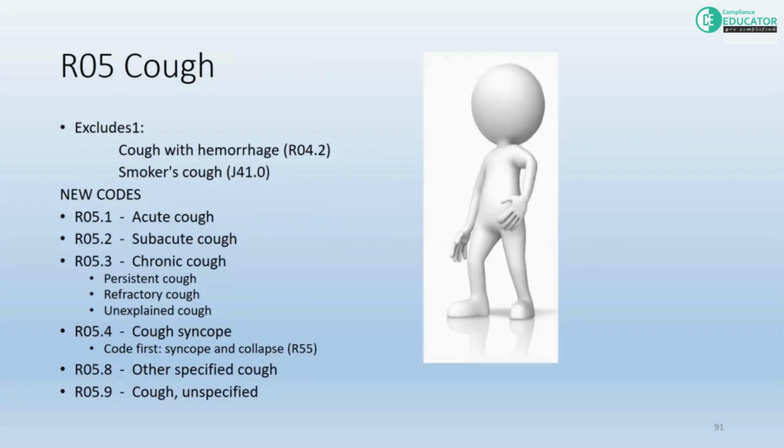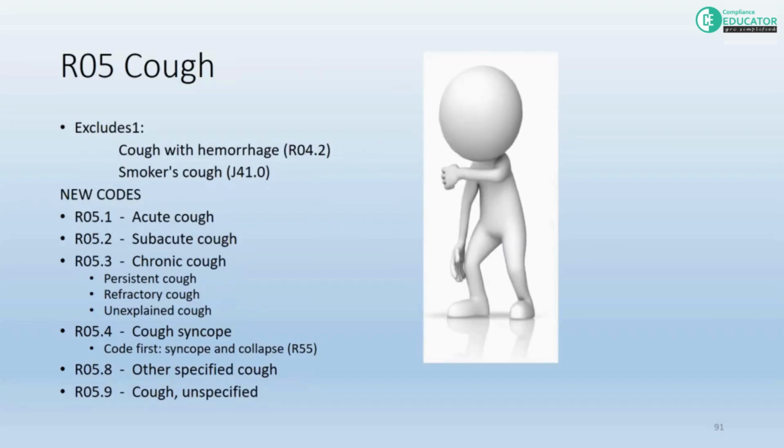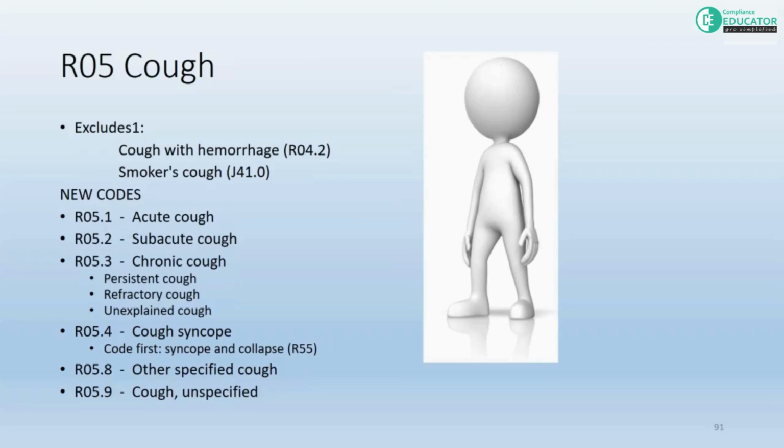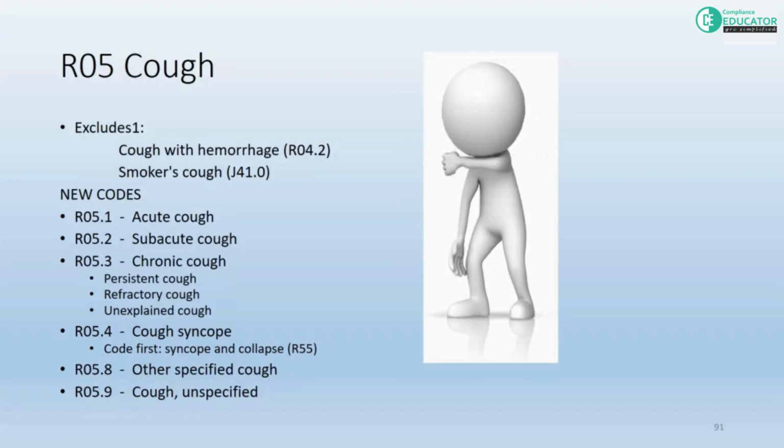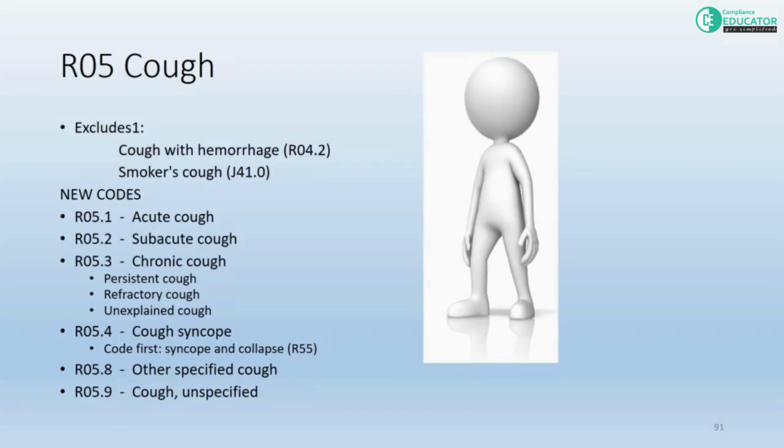So in this new cough section, we have some Excludes1. In other words, if you're looking for smoker's cough, you're in the wrong place, or cough with hemorrhage. And then we have new codes for this acute, subacute, chronic, etc. For all those coughs.